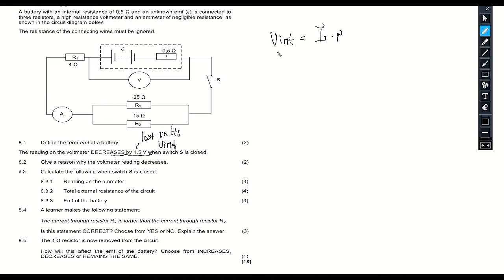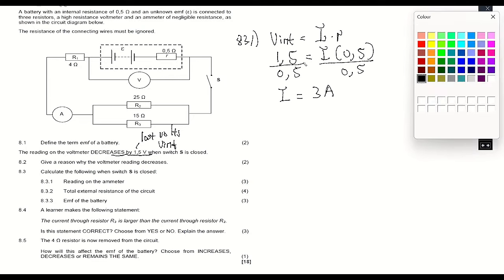Now the V internal we are given, it's 1.5, is equal to the current, but then the R internal it's 0.5. Right. Then if we divide both sides by this 0.5, then our current that flows in the circuit is 3 amperes. Now for 3 marks we know that's formula, substitution into the formula and the correct answer with the correct SI unit. So let's indicate this is 8.3.1. Right. Now let's proceed to the next question.